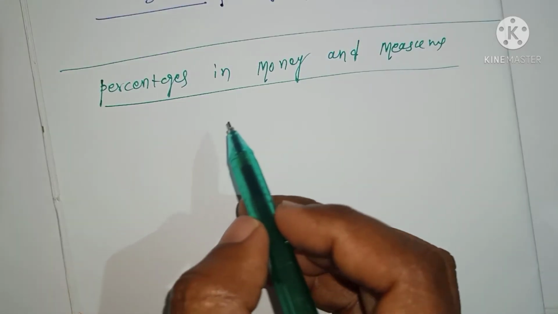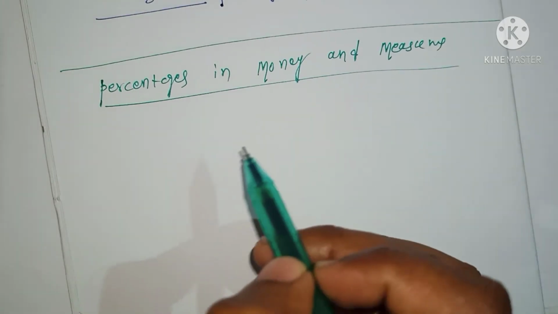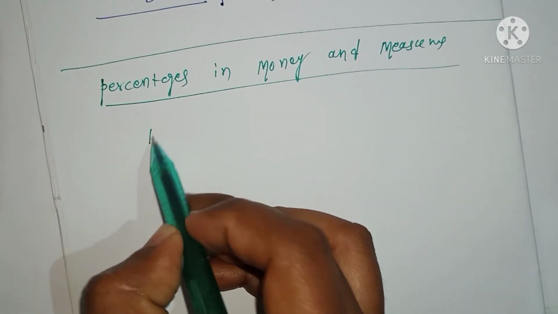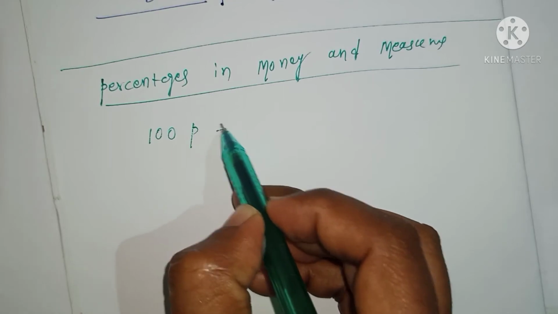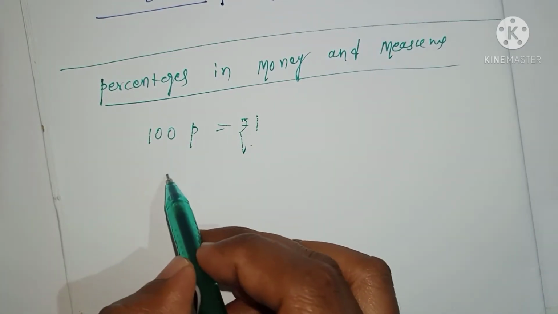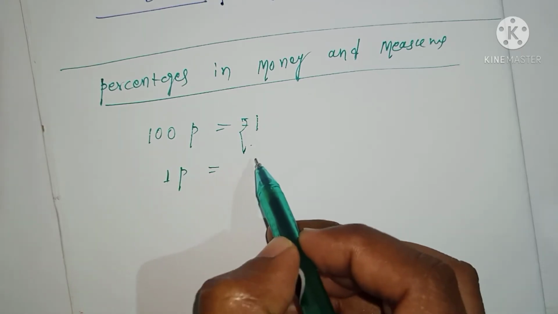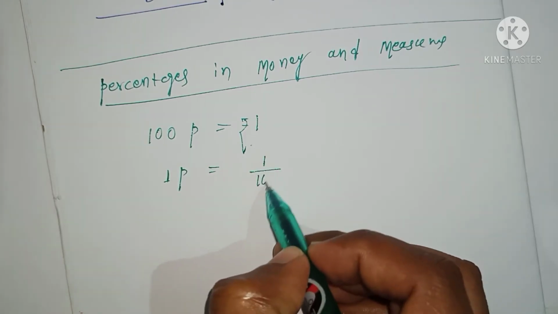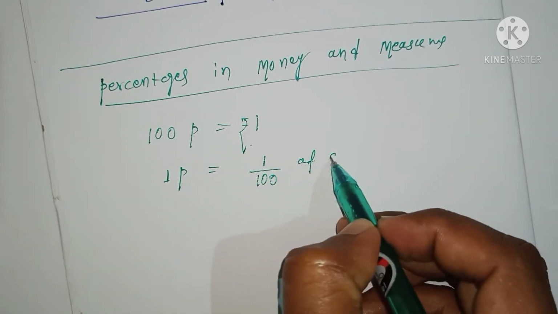Now we'll learn how to write money or measures as a percentage. See, we know that 100 paisa is equal to 1 rupee. 100 paisa is equal to 1 rupee. If you say 1 paisa is equal to how much rupees, that will be 1 by 100 of a rupee.